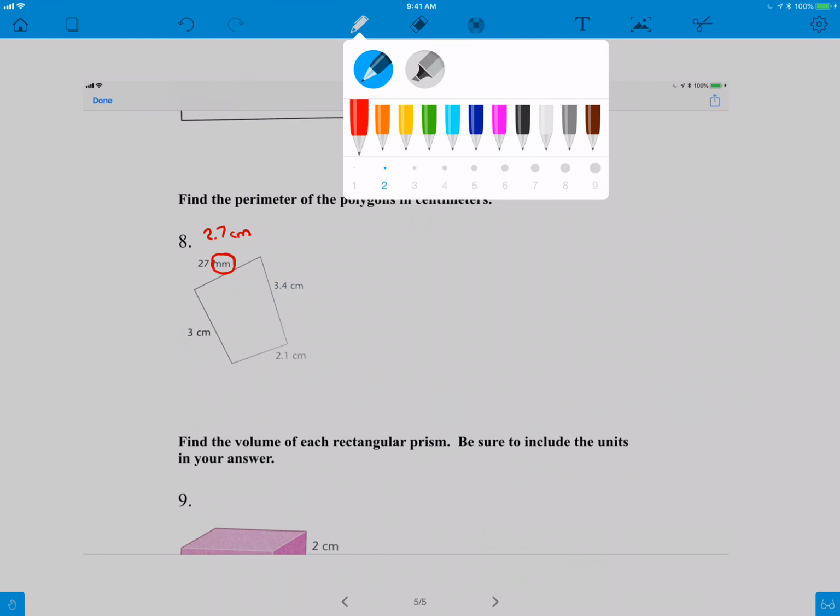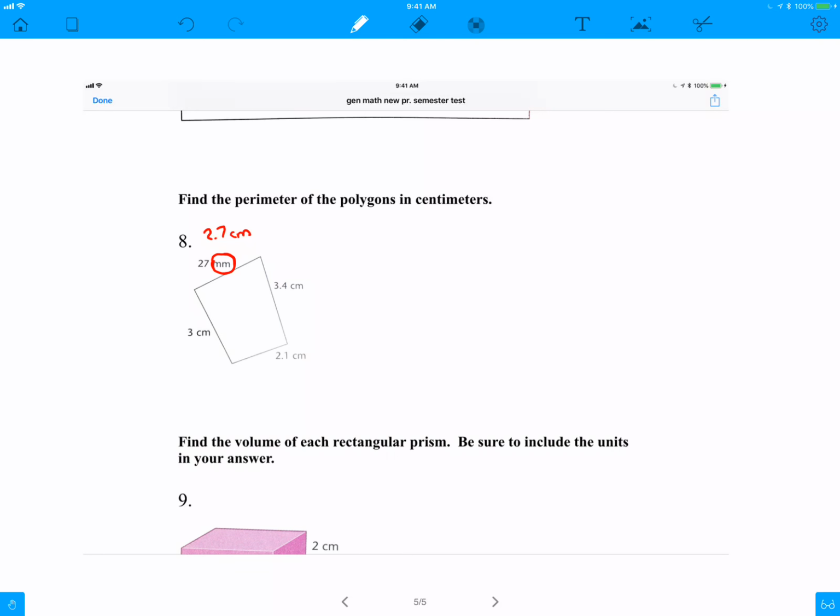Okay? So we're going to add the top wall, which is the 2.7 centimeters. We're going to add that to the other wall, which is 3.4 centimeters. We're going to add that to the 2.1 centimeters. We're going to add that to the 3 centimeters. So adding those 4 numbers together, that should give me the final perimeter. So if you have a calculator, you can add these numbers up. So 2.7 plus 3.4 plus 2.1 plus 3. This should be 11.2 centimeters. That's what I'm going to expect you to do on semester test day.